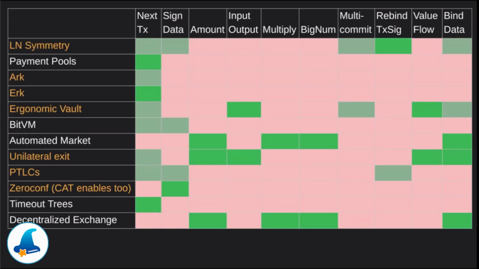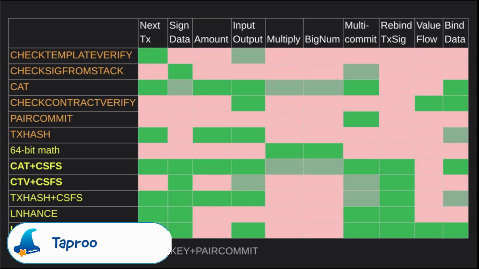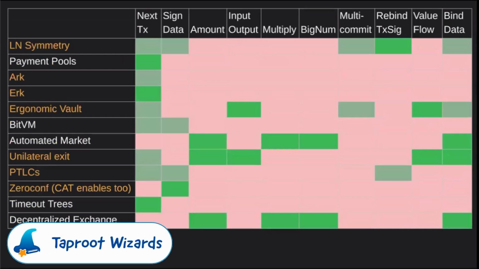And so, again, looking at here is where maybe would be the intersection between the opcodes that give us dark green things and the protocols that require those dark green things that we want. And again, if we combine these two tables, we'll see that CTV plus CheckSigFromStack gets us the dark greens required for, I think, all of the oranges on here. I didn't actually check that before coming up here and talking, but I think it does.